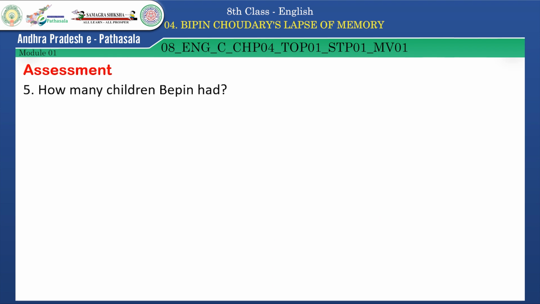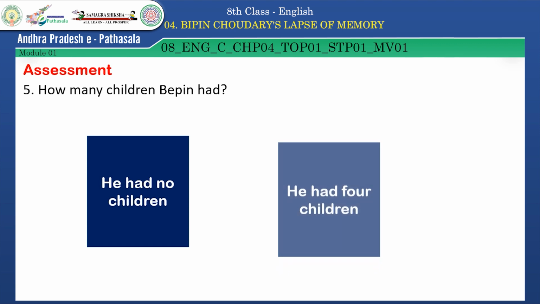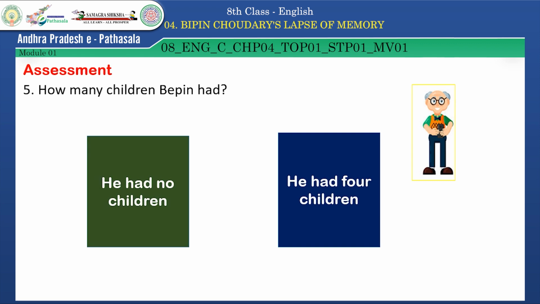How many children did Bipin have? He had no children. He had 4 children. Oh, we know he is Bipin. So what is the right answer? Yes, he had no children. Very good. Big applause for you. Now we are entering into the summary of today's session.